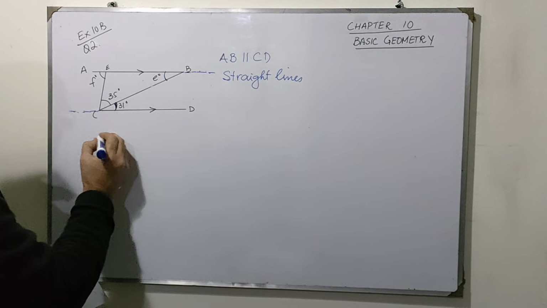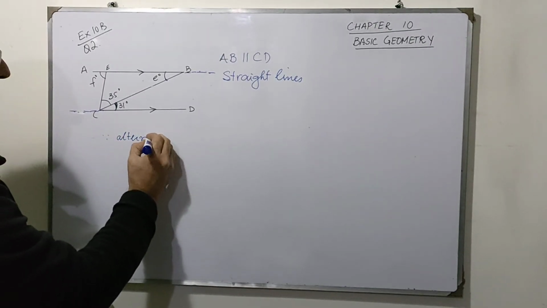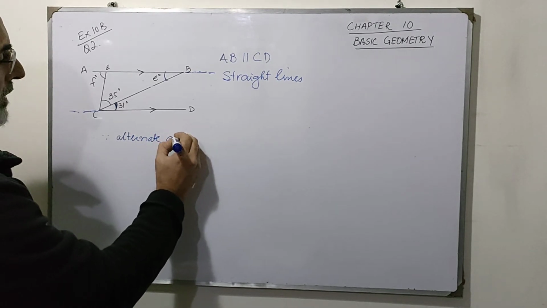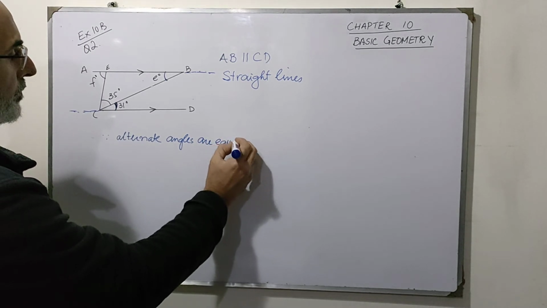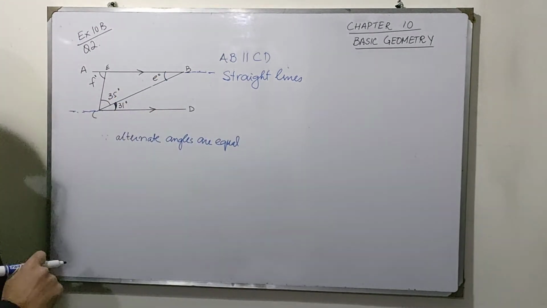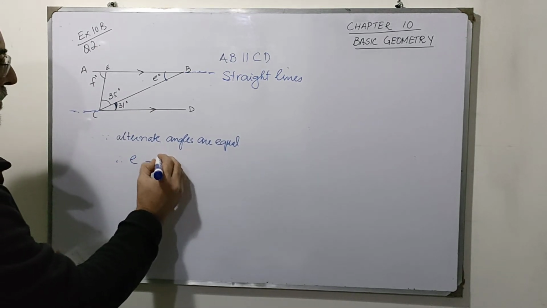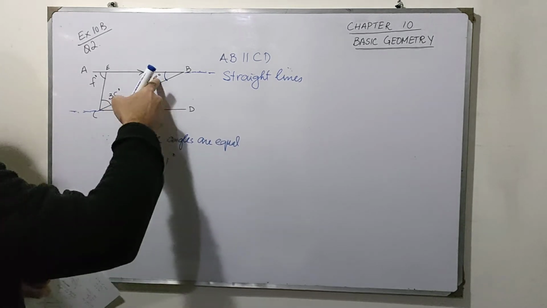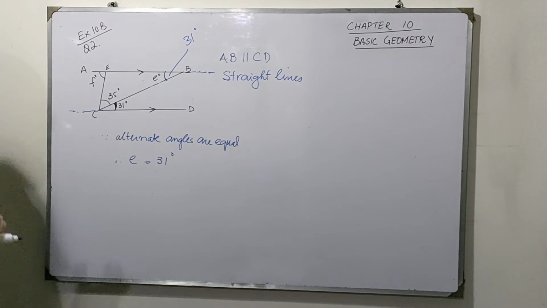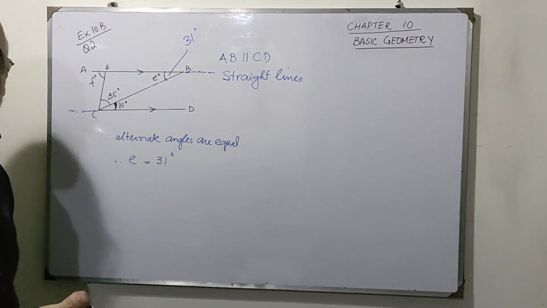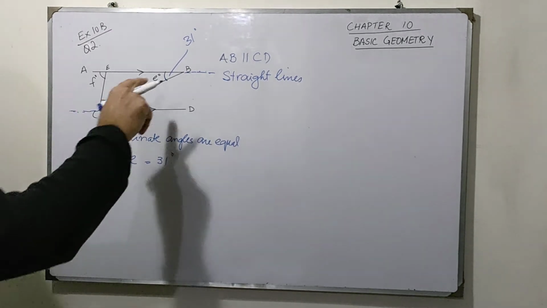So, since we know alternate angles are equal, and these are the alternate angles, therefore E is equal to 31 degrees. So this is also 31, because we know that the alternate angles are within the parallel lines and on the opposite side of the transversal. Okay, so we have the value of E now.